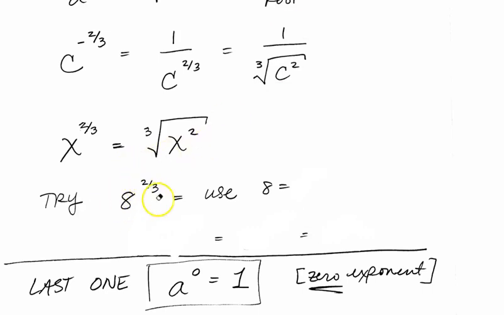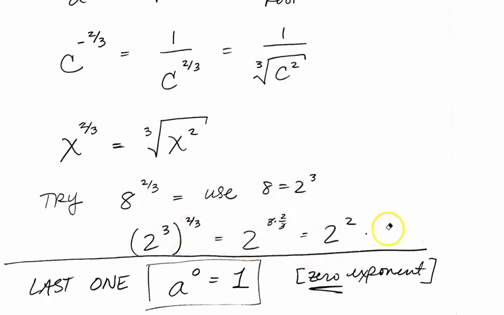So 8 to the 2/3 power. I'm going to rewrite 8 as something that is a cube, which it is, 2 to the 3rd. Then when I rewrite it, 2 to the 3rd to the 2/3 power, remember in the power rule we multiply the exponents together, and so the 3's cancel, and that gives us 2 squared as our answer, which is 4.